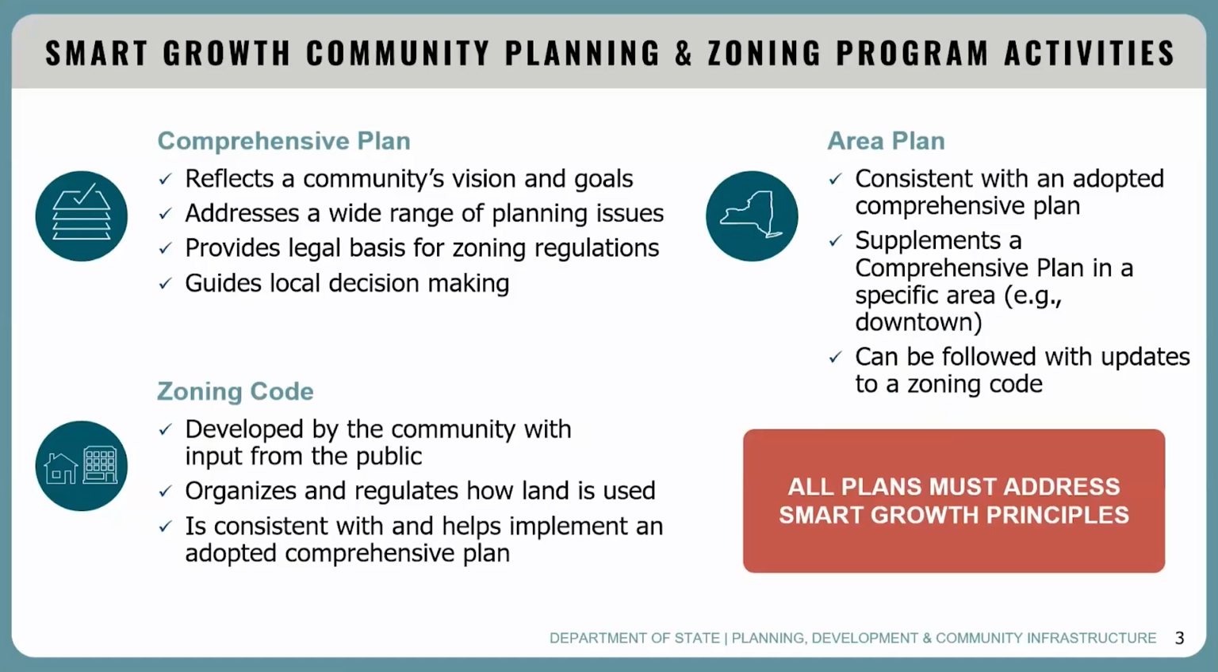A zoning code organizes and regulates how land is used. Zoning codes should be created through a community-driven planning process. Zoning codes must be consistent with an adopted comprehensive plan. These are traditional planning activities. However, under our program, all activities must comprehensively address the smart growth principles.